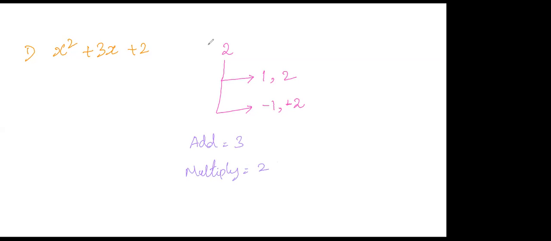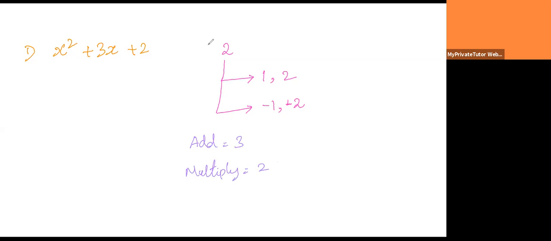Okay, I think someone answered. Arfan answered. Yep. So just take the two digits, 1 and 2. So 1 plus 2 is 3. 1 times 2 is 2. So that's it. We got the two factors, which is x plus 1 and x plus 2, guys.